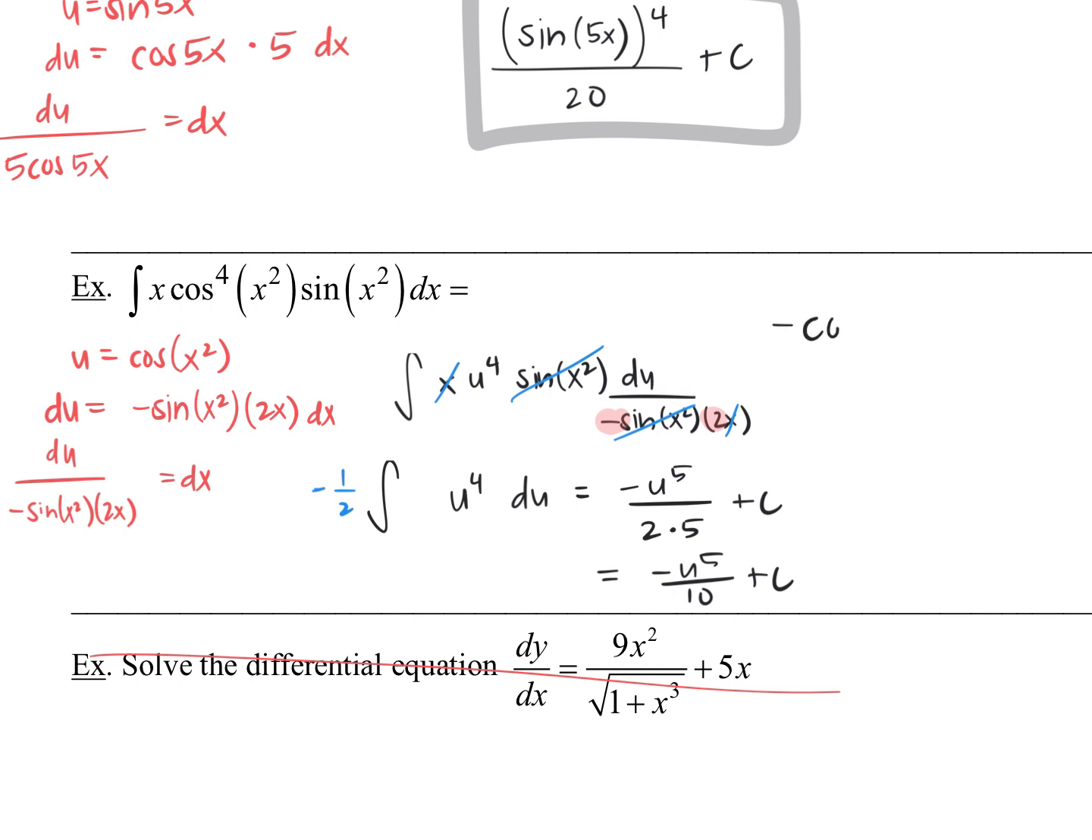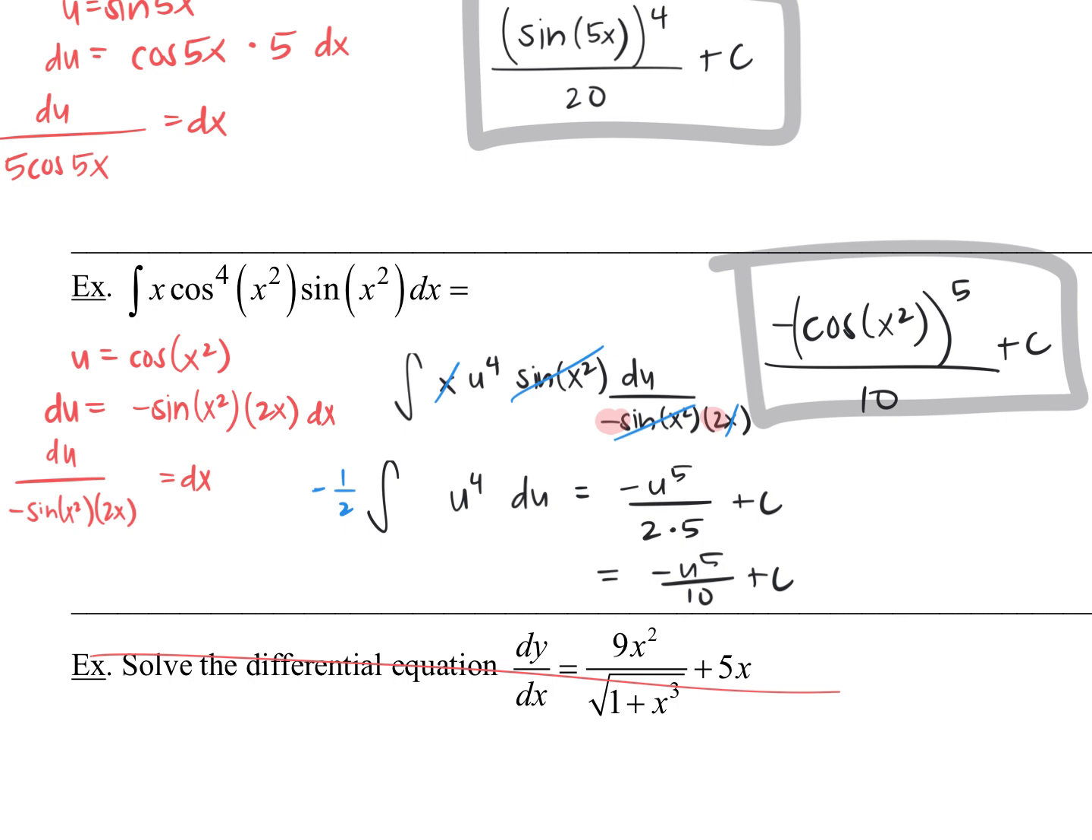So I'd have negative cosine of x squared. And now, does the negative go in the parentheses? No. So just the cosine of x to the 2nd power goes in parentheses. That's all raised to the 5th power. Divide that all by 10 and add c. Okay? Questions on any of those?